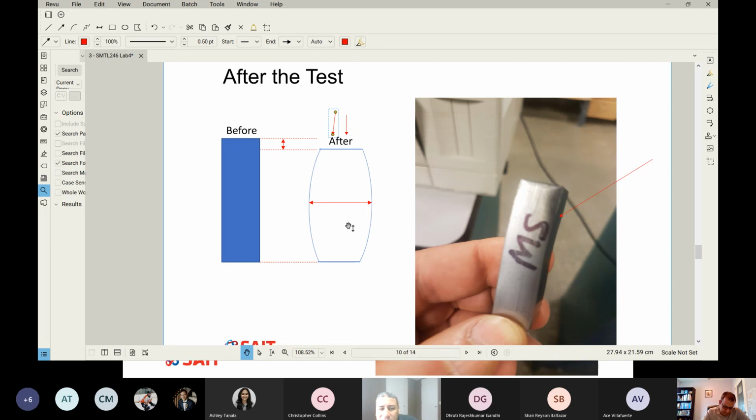I can tell you, we can keep pushing on our specimen until it becomes like a coin. So if we have a very strong machine, this could happen. We could end up with this situation, losing all this height because our material is so ductile and it doesn't fracture, it just deforms.